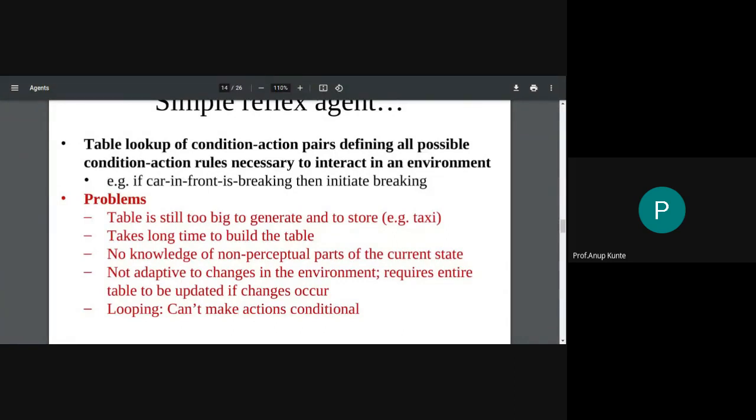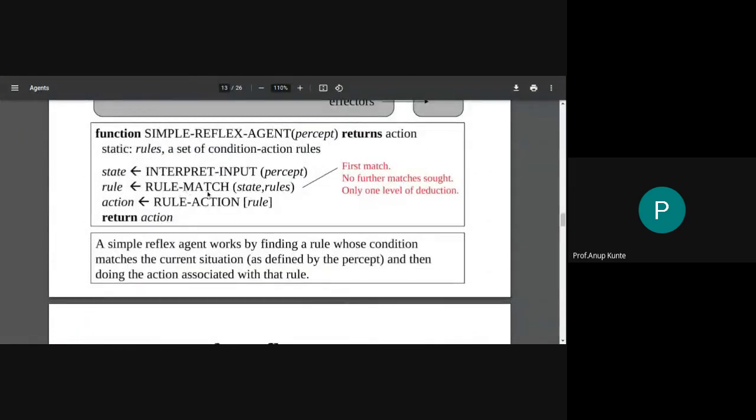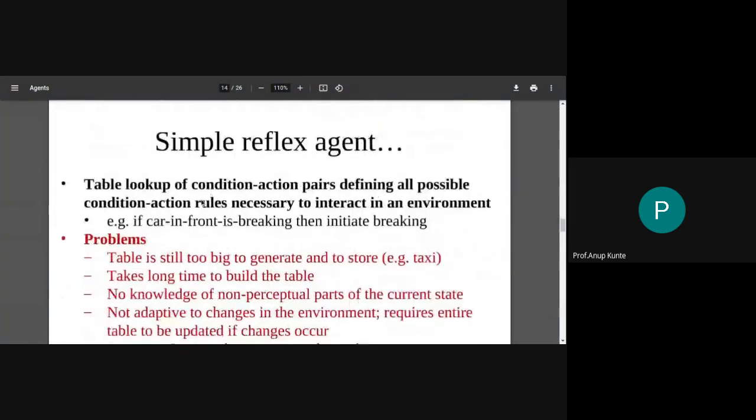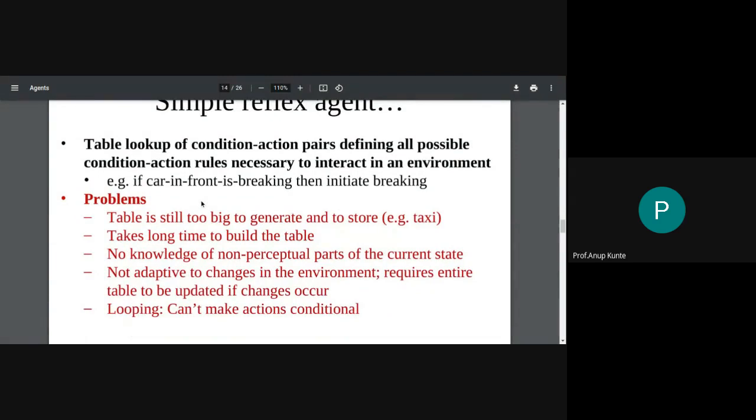of this particular agent type, or I should say a limitation of this particular kind of agent architecture. It tries to better the earlier architecture, but still, this is not a valid solution. Okay. Problems are what? Table is still too big to generate and store. कौन सा टेबल है यहाँ पे भी टेबल है, कौन सा वाला? रूल्स वाला, ये वाला एक्शन रूल्स वाला, रूल मैप टू एक्शन. Okay, this table is used. Okay, रूल मैच, ये भी टेबल ही है. ये दोनों टेबल बड़े हैं. हाँ, ये इतने बड़े नहीं है कि आप सभी परसेप्ट्स को स्टोर कर रहे हैं. So you are trying to reduce the amount of storage required, but still it is huge.